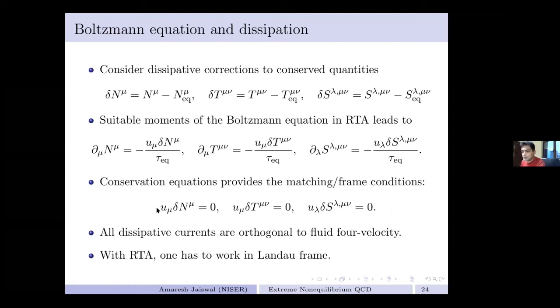So the conservation equation provides the matching or frame conditions. You see the first two conditions are well known; these are the Landau frame conditions. The last one is like an extended Landau frame. So all dissipative currents are orthogonal to the fluid four-velocity. The fact that RTA works only in the Landau frame was well known. Also for spin, it turns out that we have to use the Landau frame, an extended version of that.